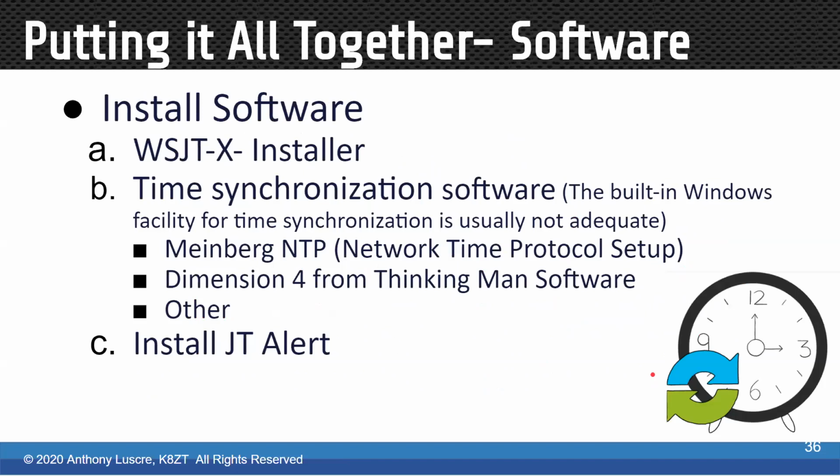You need to install the time synchronization software in addition to the WSJT-X software. I'm using the Meinberg NTP software. A lot of people use Dimension 4. These are all free software. And again, as I said earlier, if you're out in the field, using an external GPS unit with your laptop is a good way to go.